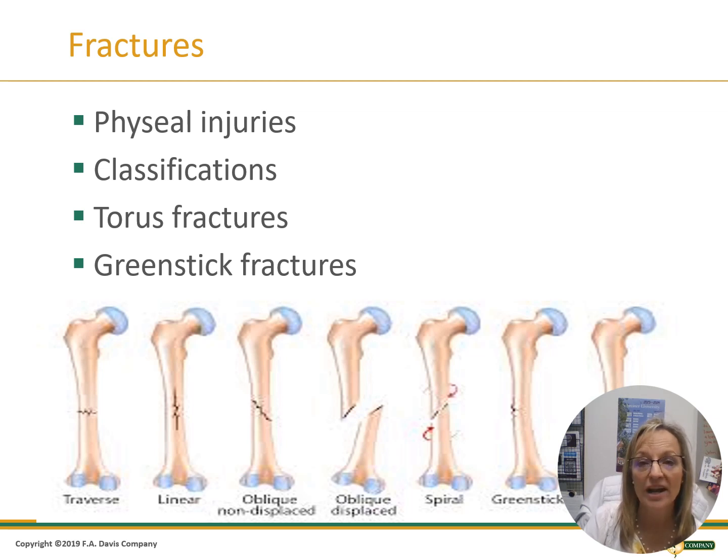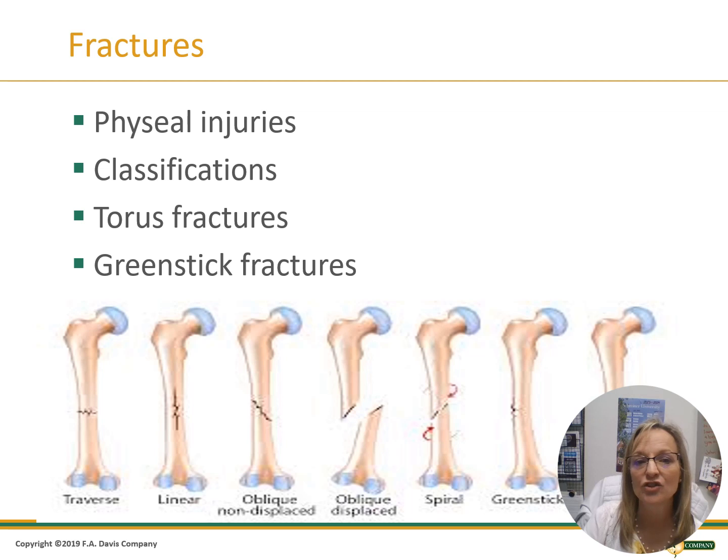Again, that torus fracture, the bone bends and buckles, FOOSH, but doesn't break. It occurs commonly in the radius or ulna. It only occurs in kids because their bones are softer than adults. Many torus fractures are not diagnosed until days after the injury occurs. Treatment strives to alleviate the pain and prevent further deformity. No reduction is typically needed, and typically kids will wear a short arm cast for 3 to 4 weeks.